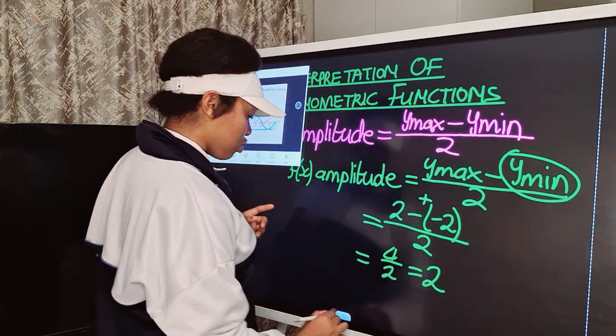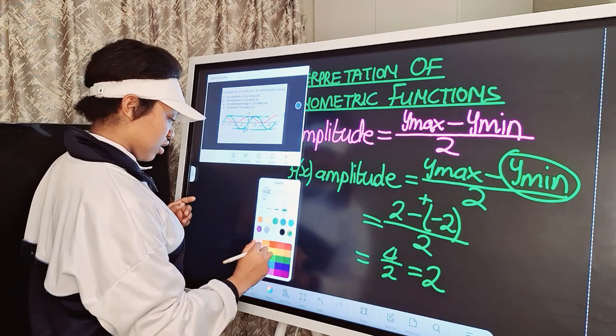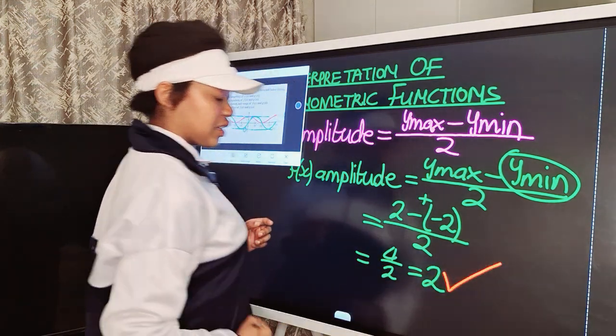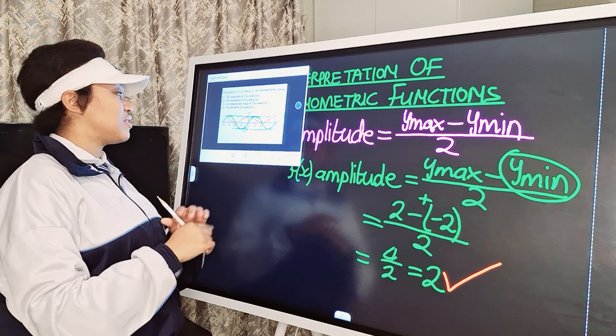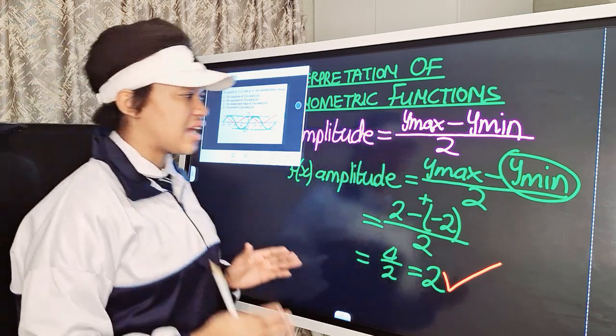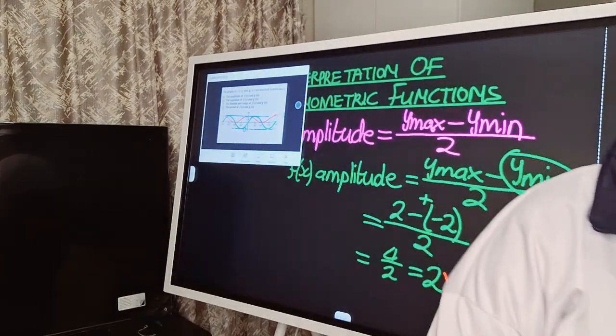So this is the amplitude of graph f. That one is very easy. Amplitude is not a difficult thing at all, as long as you can recognize the highest point and the lowest point of the graph.